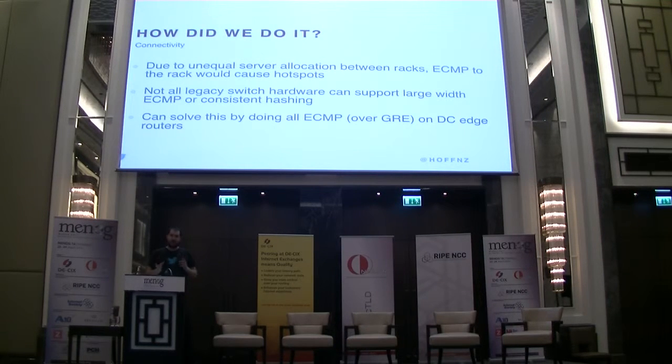So if we were to start doing ECMP rather than through GRE tunnels on every switch in the path, we would end up with positions where a 5-server rack would have 1/5 of the traffic per server that a 1-server rack would, because we can't unequally balance on most commodity switch hardware.